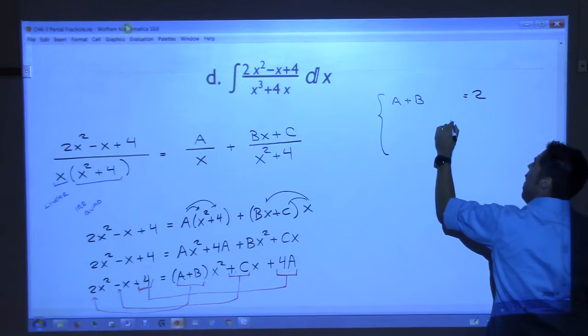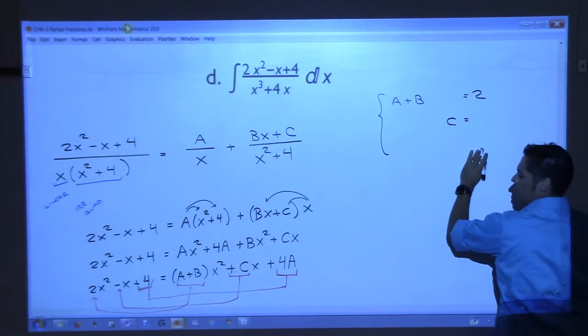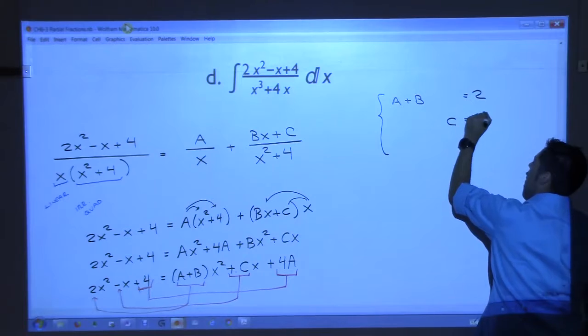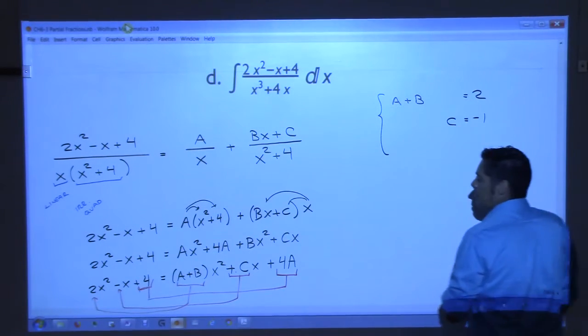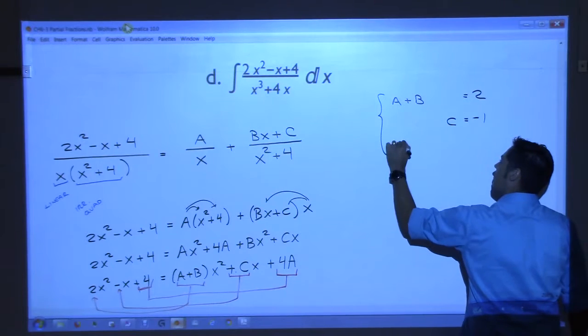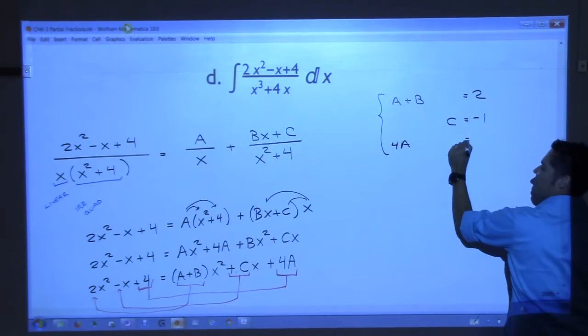Second equation is C equals -1. Be careful with that because it's a -1 over here. And then the last one is 4A equals 4. Oh, you know what?